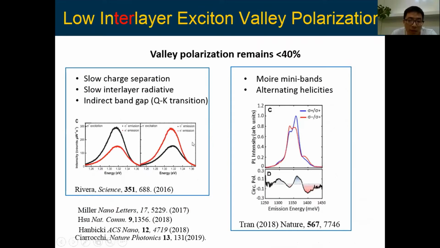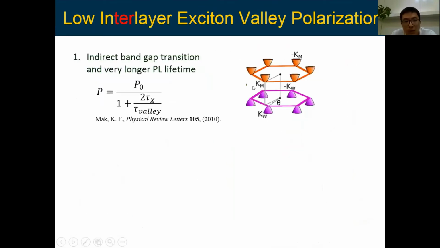But if you look at the reported values, they are still very low. The main reason is like this. First, here is the equation describing the valley polarization of your photoluminescence, and P0 is the initial polarization after the charge separation. The k parameter involves 2 times: one is the exciton decay time, the other is the valley depolarization time. So the idea is you want to reduce the exciton decay time to make sure the valley depolarization cannot happen so efficiently.